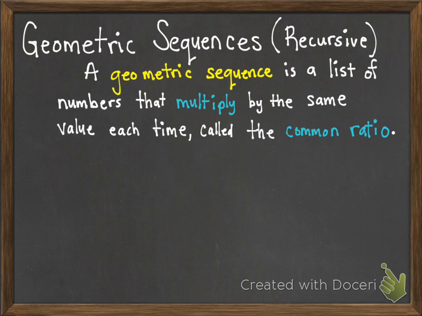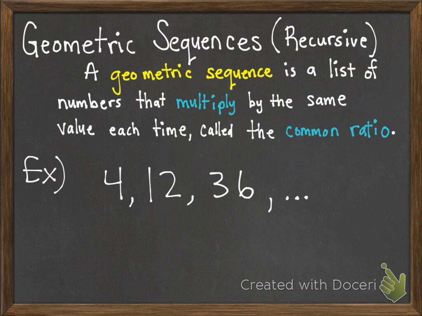This number that we multiply by is called the common ratio. Here's an example. If we have the sequence 4, 12, and 36, which continues, we can see that it's multiplying by 3 each time, or tripling. That makes this a geometric sequence.